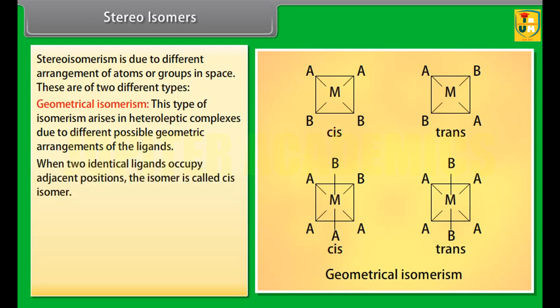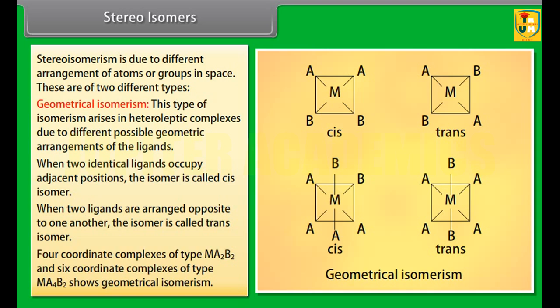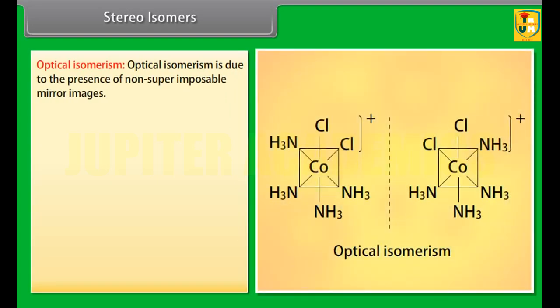When two identical ligands occupy adjacent positions, the isomer is called cis-isomer. When two ligands are arranged opposite to one another, the isomer is called trans-isomer. Four coordinate complexes of type Ma2b2 and six coordinate complexes of type Ma4b2 show geometrical isomerism. Optical isomerism. Optical isomerism is due to the presence of non-superimposable mirror images.